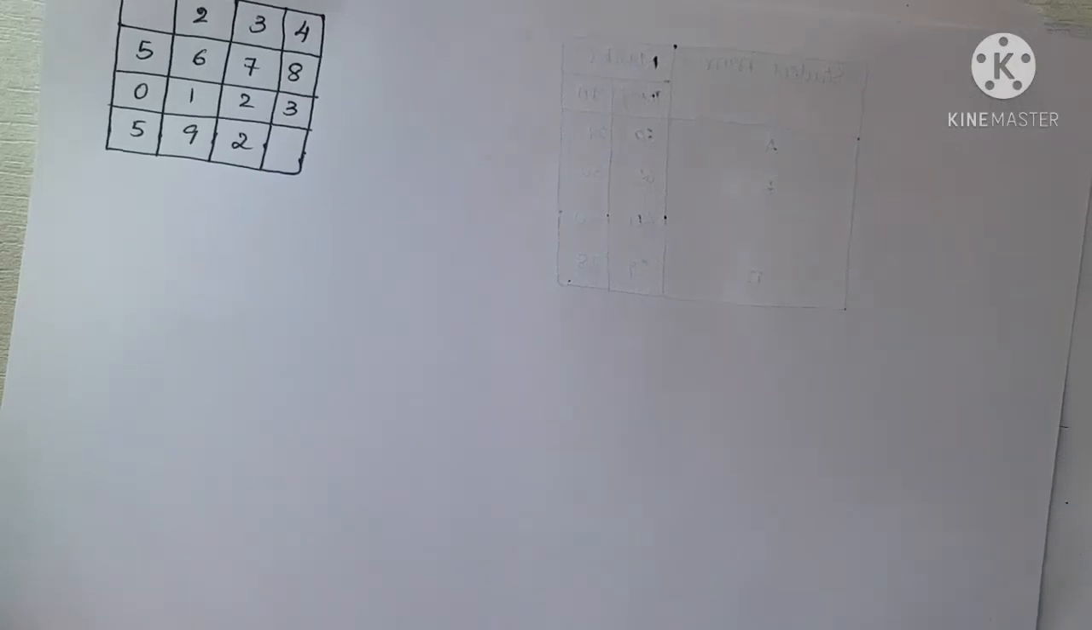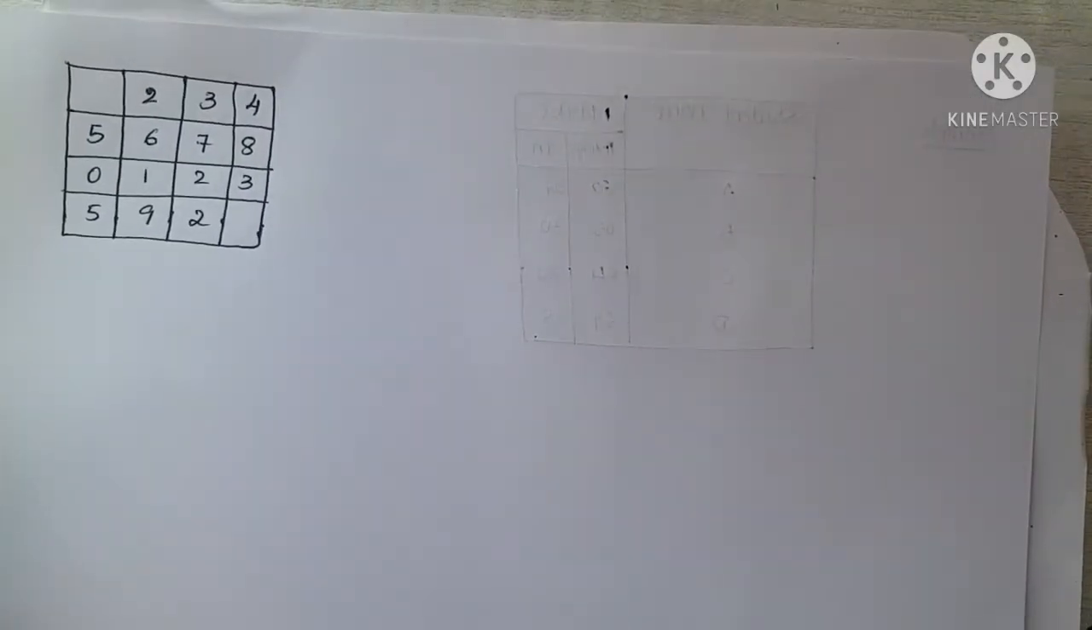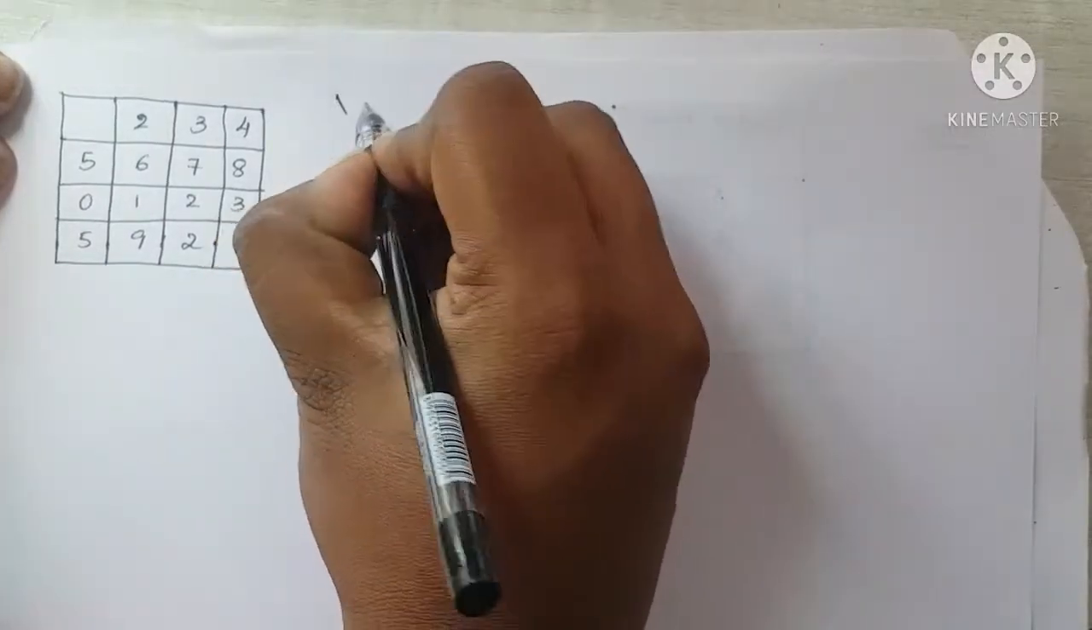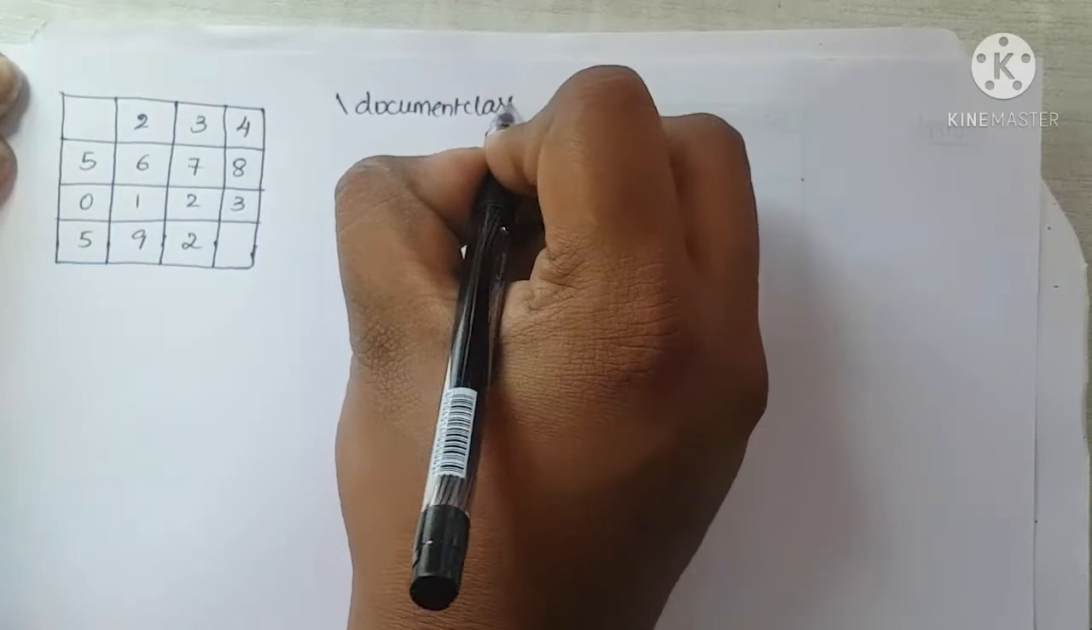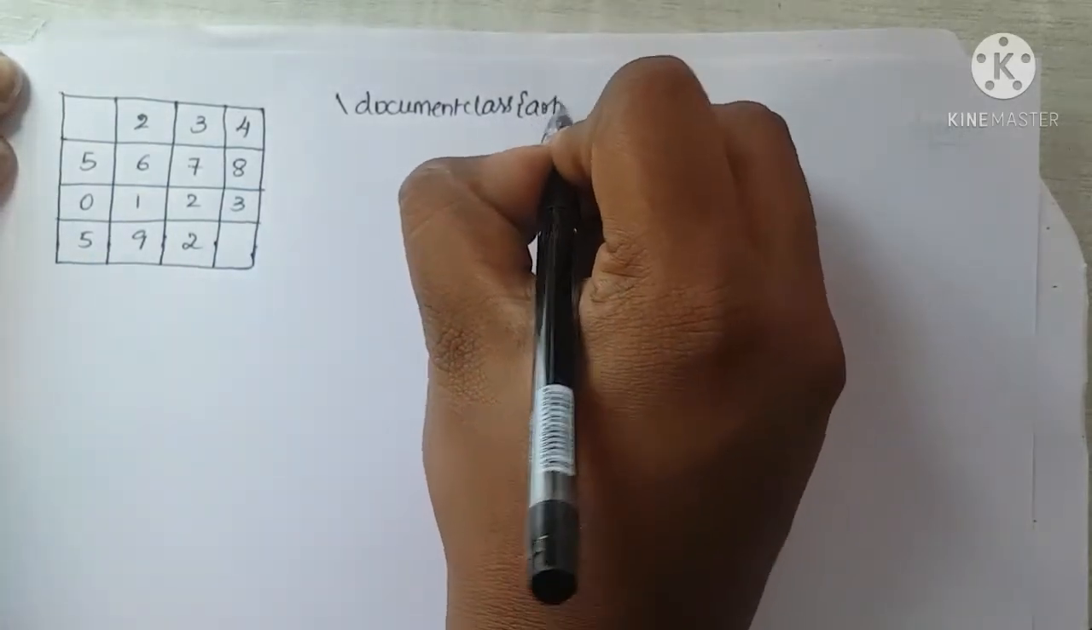Hello students, in creating of tables, I have taken one more example. Let us see what is the LaTeX code in order to create this table. What is the first line? Always the LaTeX code starts with \documentclass within curly brackets article.